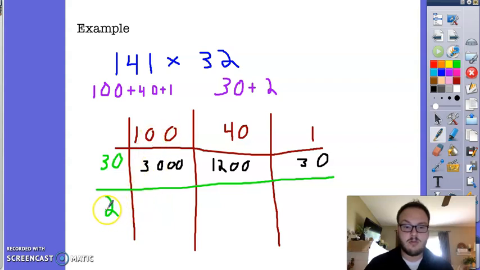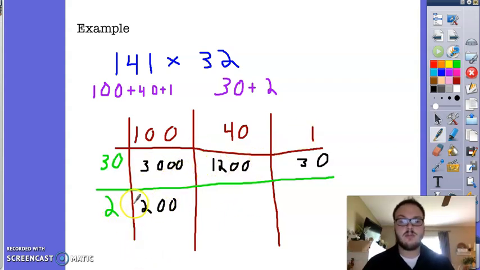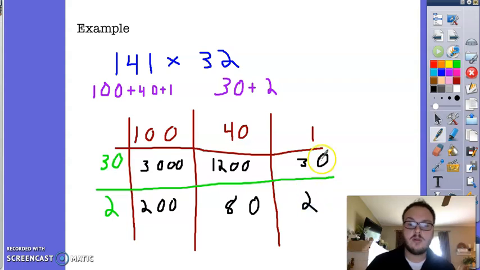Again, I know that 2 times 100 is 200 just from being able to count by hundreds. But I could still do the multiplication if I needed to. But 2s are kind of ones that are easy to memorize. But for the next one, I'm going to do 2 times 40. I have 1 zero. 2 times 4 is 8. And lastly, stay in the same row times the next column. I have 2 times 1, which is 2.